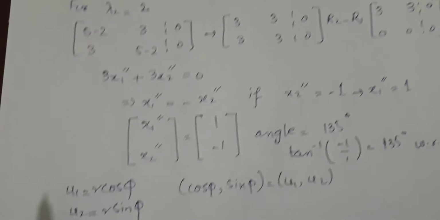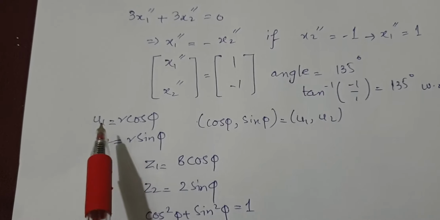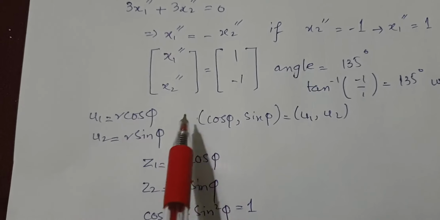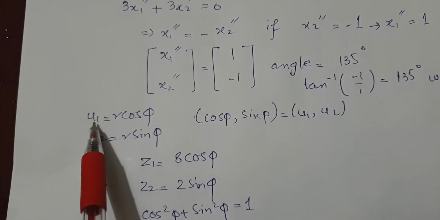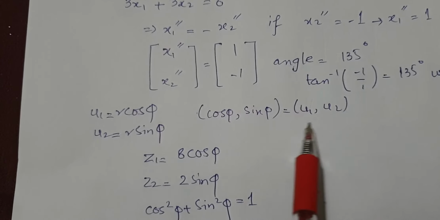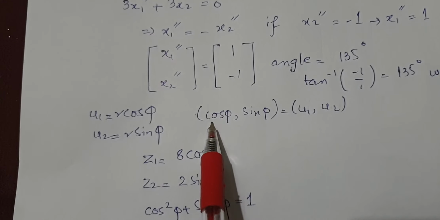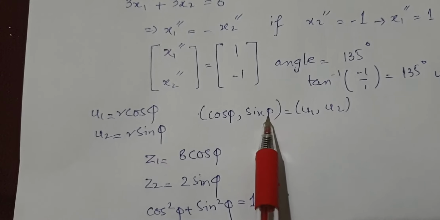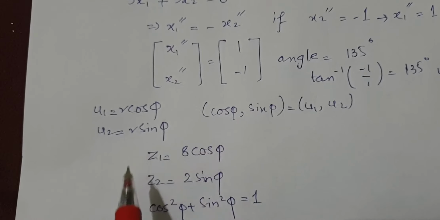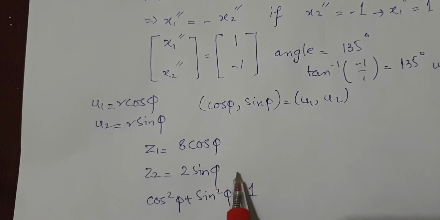For this I will do a little more calculation. Let's say the new coordinates of the point can be represented as u1 equal to r cos phi and u2 equal to r sin phi. So any point on the circle in the new axes can be represented as having the components cos phi and sin phi on the circle. That's why the radius is equal to 1. Now z1 is equal to 8 cos phi and z2 is equal to 2 sin phi.